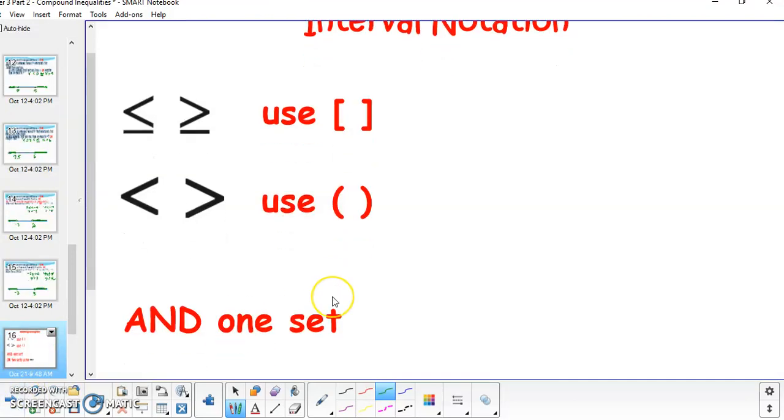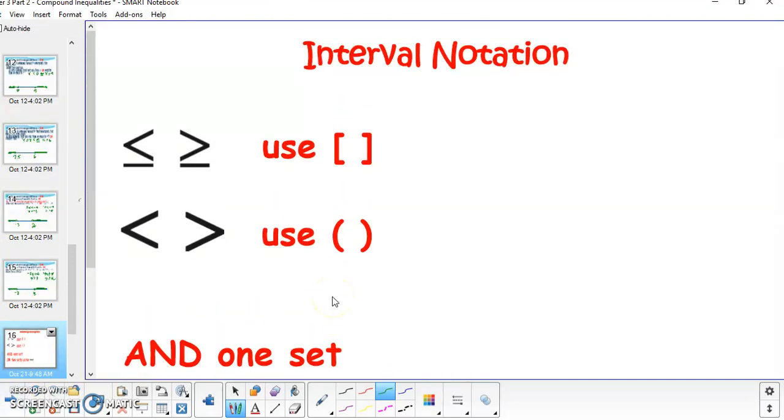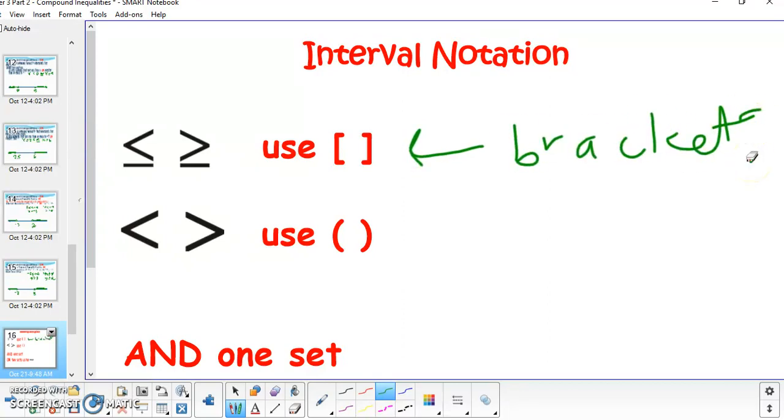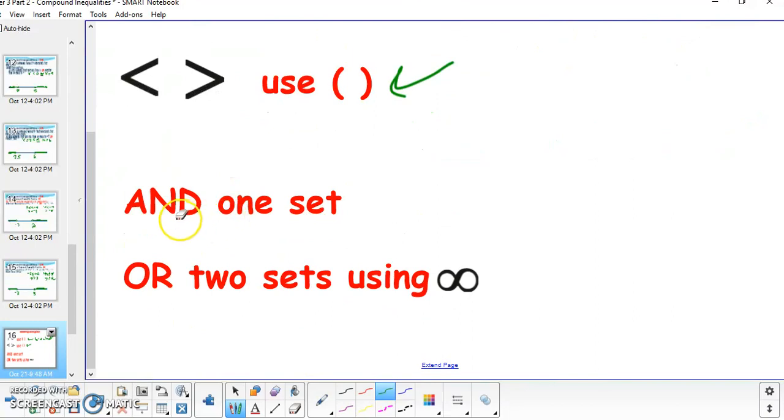Last couple of things for you to understand: interval notation. When you have and, you do not use sets. You just use notations, and I'll show you what I mean. When you have less than or equal to, greater than or equal to, you use brackets. When you have just less than or greater than, you use the parentheses. And problems, you have only one set. Or problems, you have 2 sets. And it makes sense you have 2 sets because you're going in 2 different directions and you use infinities.